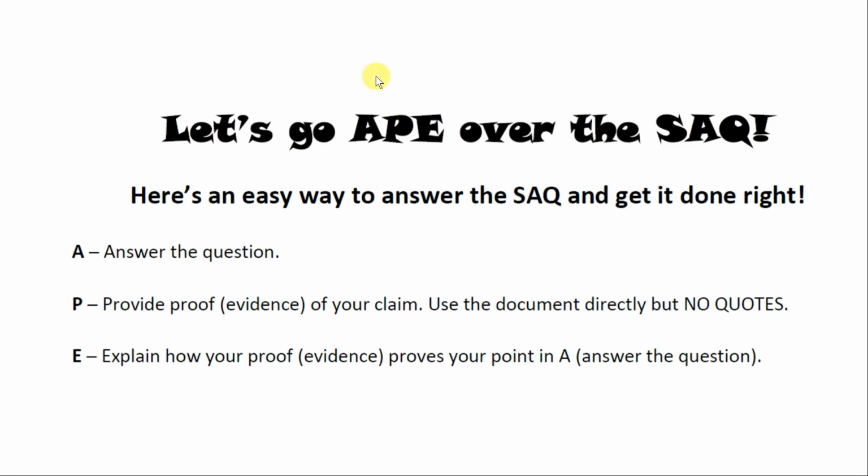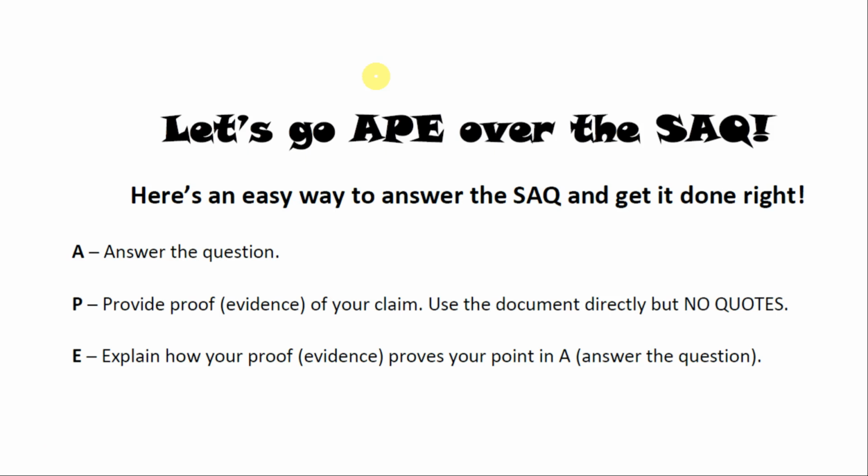This is the APE strategy. We'll be using this all year, but I'm just going to introduce it to you right here. So you're given a particular question, and you want to answer it. That's the A part of it. So answer what it's asking you, and then you need to provide evidence. If there's a document or some type of stimulus involved, then you want to use that document directly, or you're going to need to use your outside knowledge, but you have to provide some type of evidence of your claim. What's your proof? That's the P, provide proof.